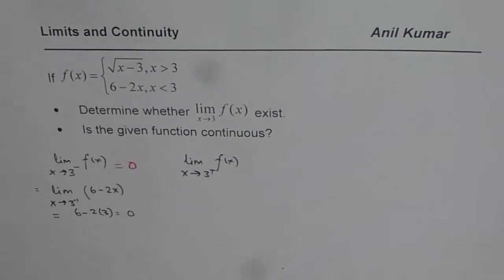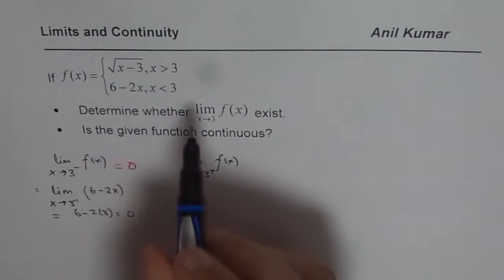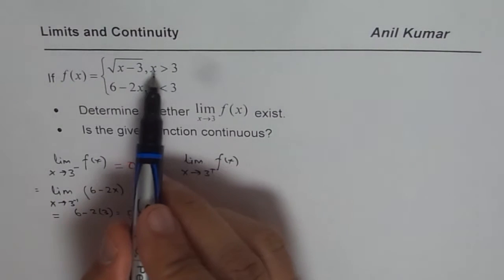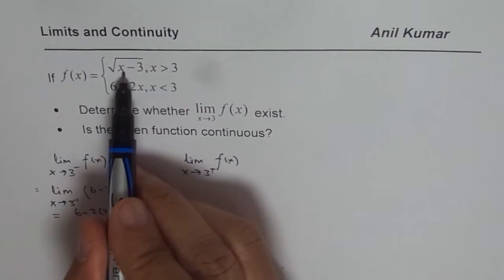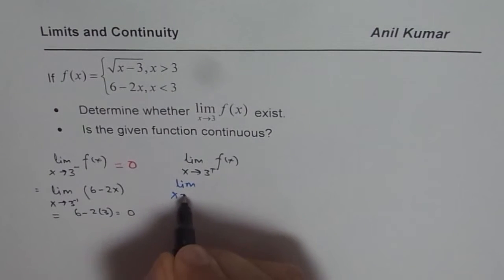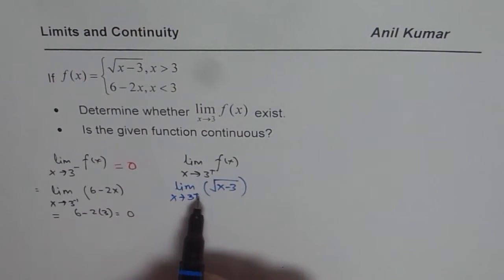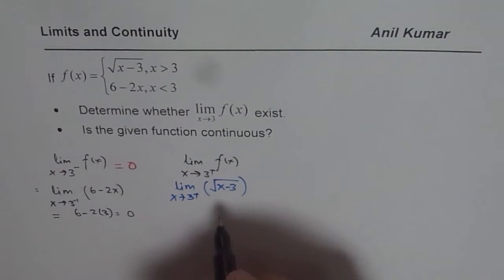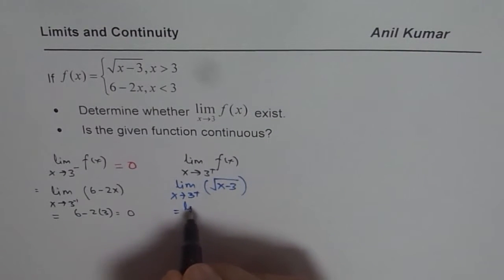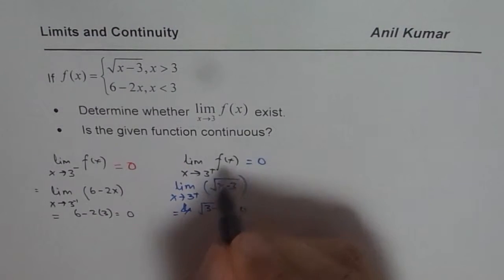Now let's calculate the right side limit. When 3 is approached from the right side, that means x is greater than 3, so we'll use that part of the piecewise function. We write limit as x approaches 3 plus of square root of x minus 3. If I substitute 3, then I get 3 minus 3, which is 0. So this limit is 0.